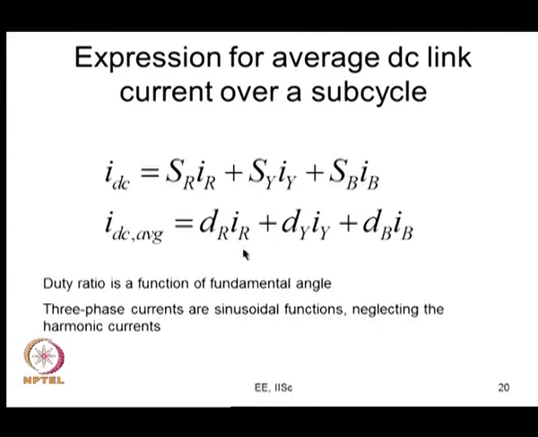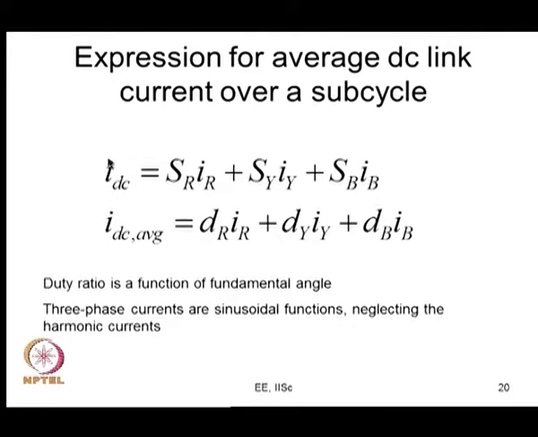Do it on a per phase basis. You are not looking at the inverter state totally, but you are going phase by phase. So, IDC has these 3 contributions from the R phase stop device, the Y phase stop device and the B phase stop device. Now, if you average this IDC over a subcycle, we call this IDC average.